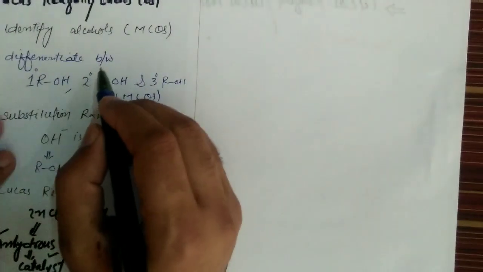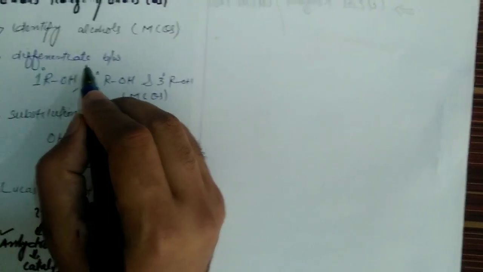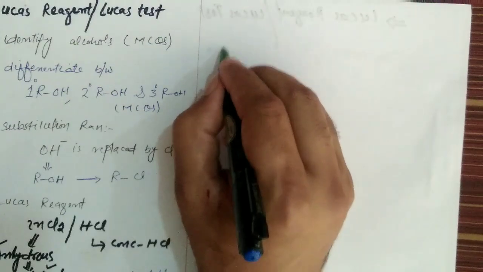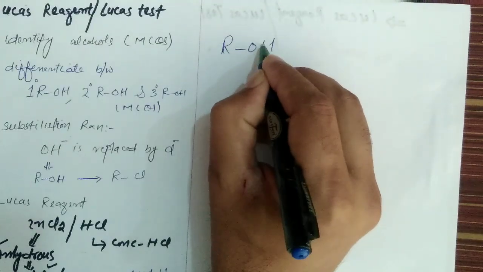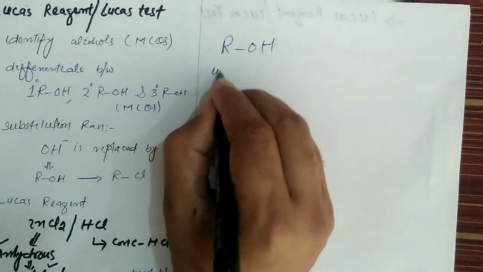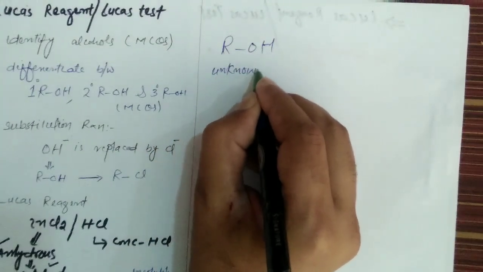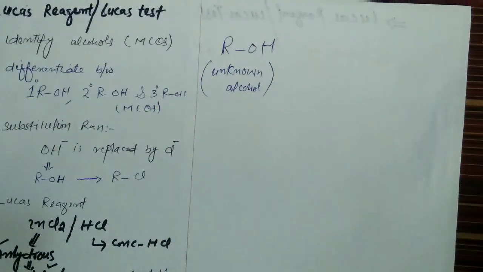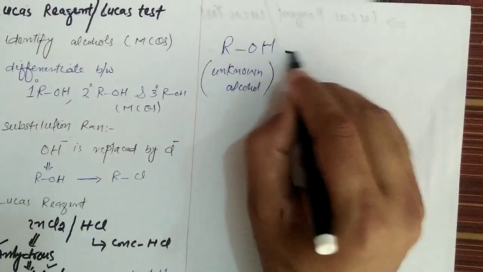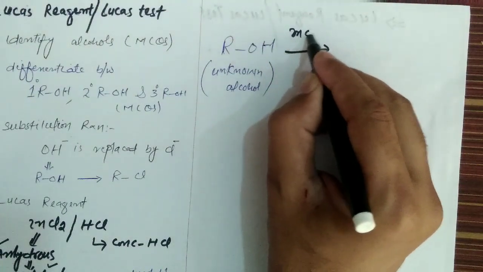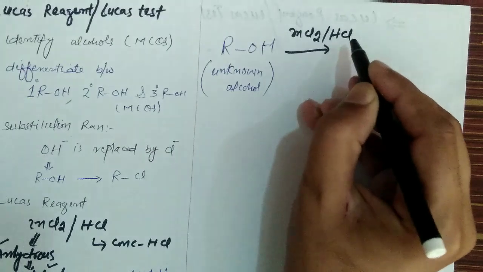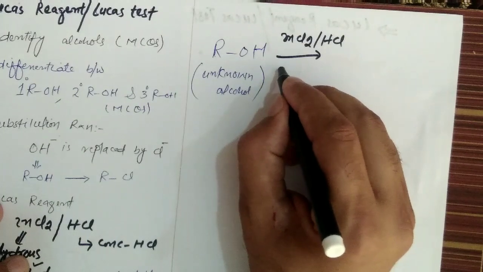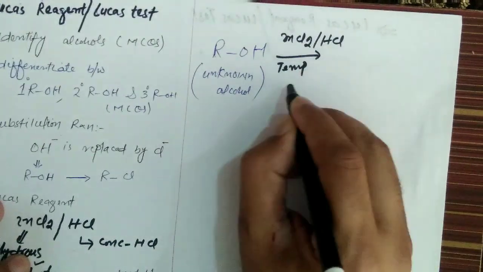Now, what happens? I told you that Lucas reagent is used to differentiate between primary, secondary, and tertiary alcohol. For example, I have an unknown alcohol, and you put ZnCl2 and HCl, meaning Lucas reagent. So there are three possibilities. Remember, temperature is room temperature.